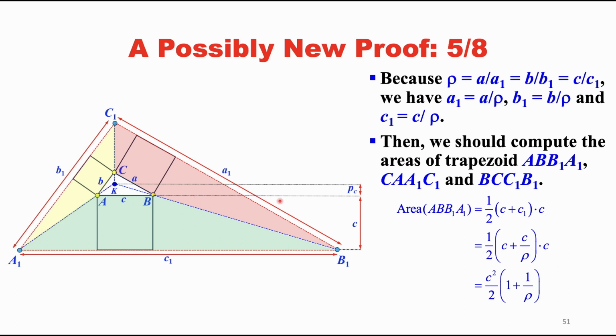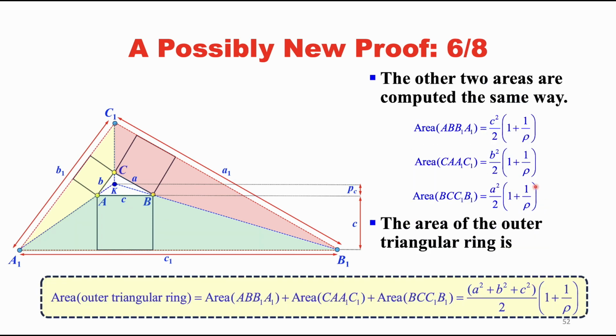So, the area of trapezoid ABB1A1 is equal to half of C plus C1 multiplied by the altitude. Because C1 is C over rho, we have this. The remaining two are calculated exactly the same way. So the sum of these three trapezoids is adding them together. We have a common factor. The only uncommon parts are A squared, B squared, C squared. So we have this.